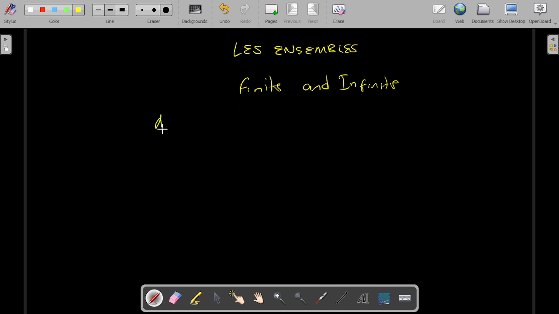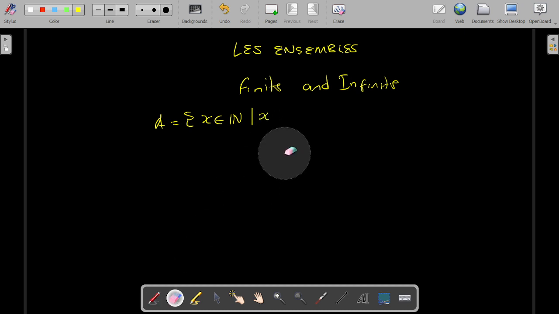So the set A that we are writing is the set of all elements x in the set of natural numbers, sorry, such that x is going to be between 0 and 9. So we basically looked at the set A.